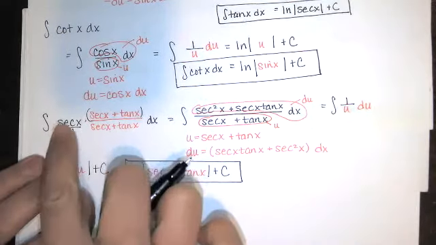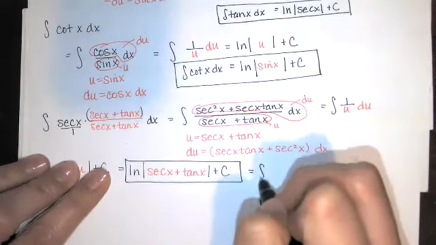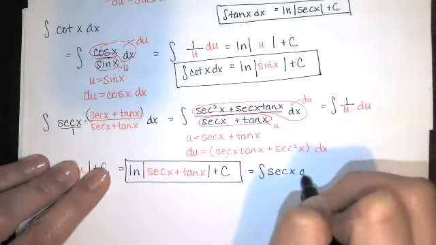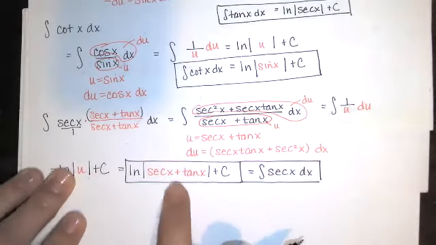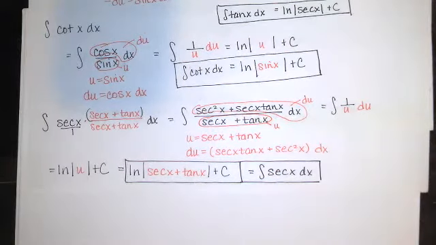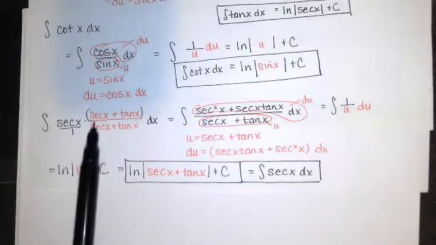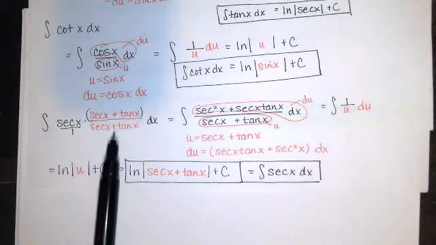Oh, I forgot to put the rest of the rule up there. This is your new rule. The antiderivative of secant is natural log of secant plus tangent. Don't forget the absolute value. And that's great. It just comes from multiplying by this extra factor.